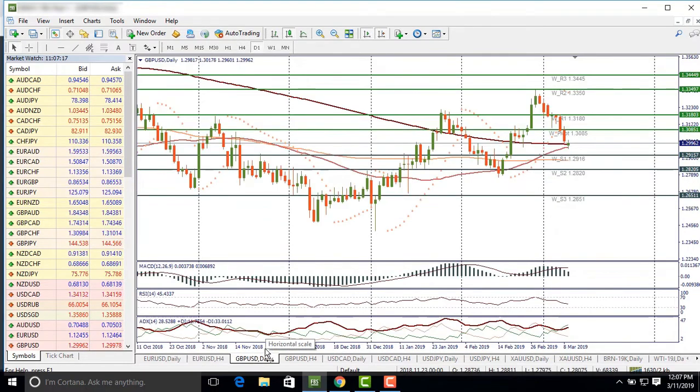Now let's consider GBP USD. The pair fell below the weekly pivot at 130.85 on the daily chart towards the 200-day simple moving average. Today, it fell even lower at the beginning of the trading session and managed to test the 50-day simple moving average, but the pair managed to recover.